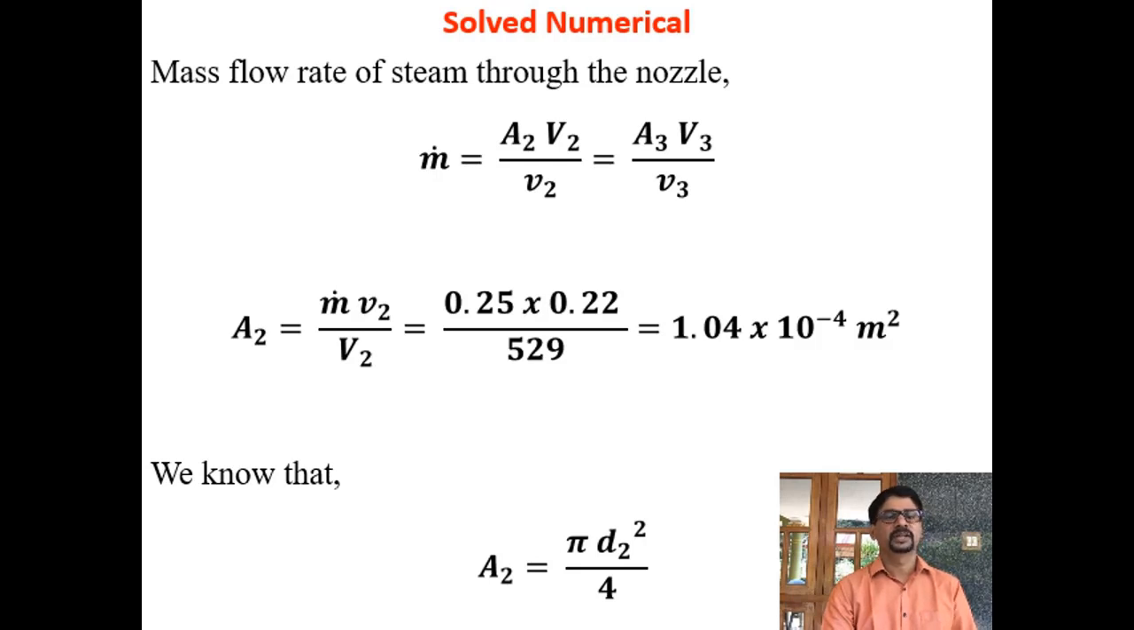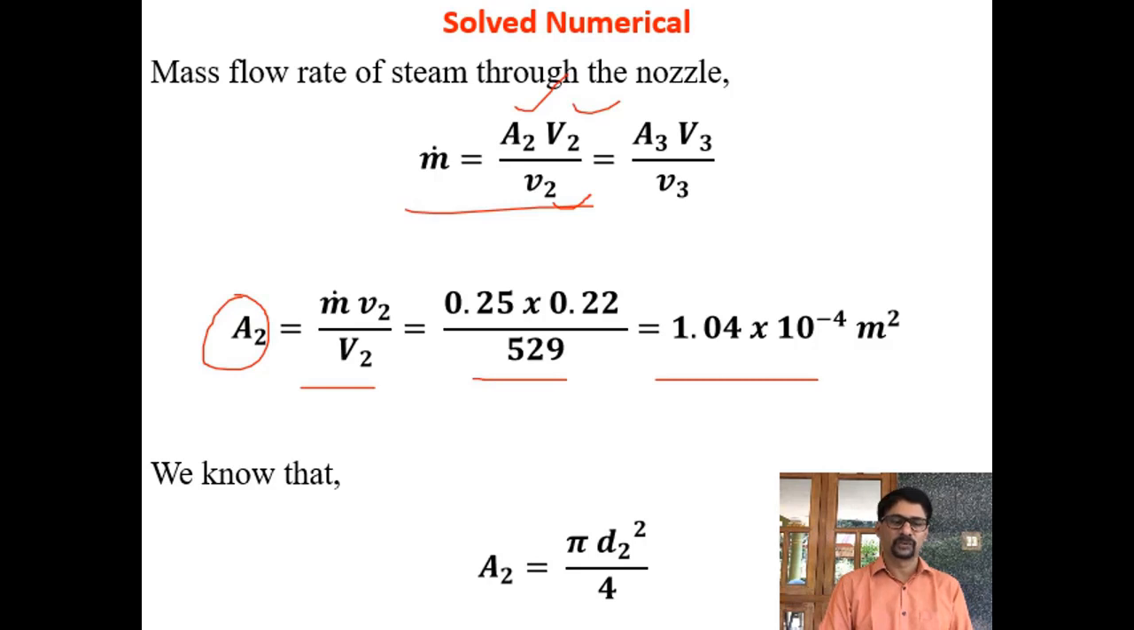Now the mass flow rate of steam through the nozzle. So you have the continuity equation. M dot is equal to A2 V2 by v2 is equal to A3 V3 by v3. So here A is the area, capital V is the velocity, small v is the specific volume, as I explained earlier. So the unknown thing in these two expressions is the area. So from the first two terms, A2 is equal to M dot v2 by capital V2. So 0.25 into 0.22 divided by 529. So you'll get it as 1.04 into 10 to the power minus 4 meter square.